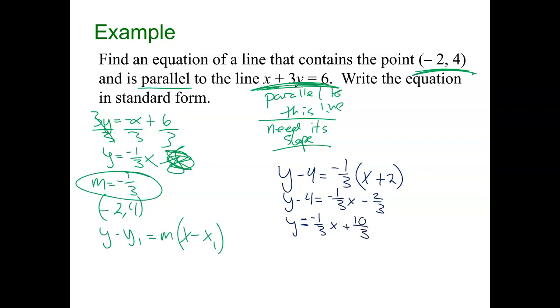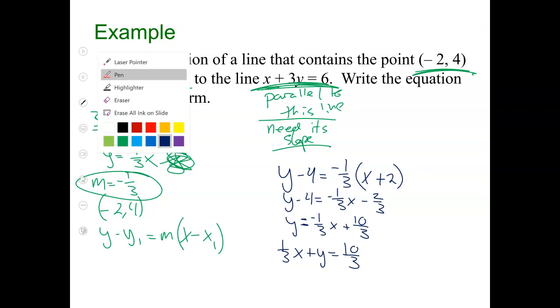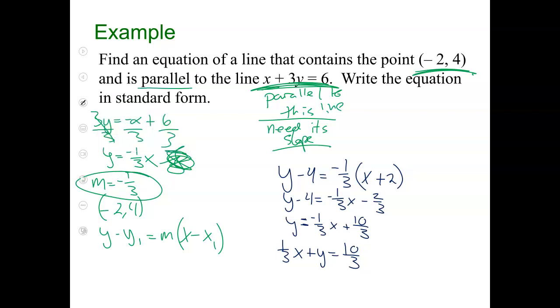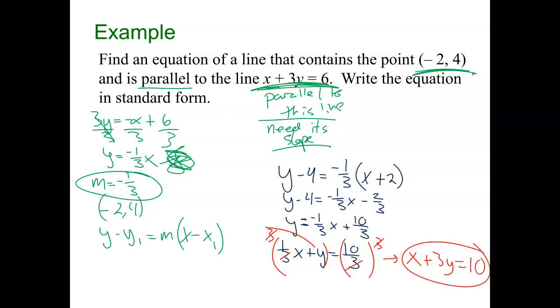Move the x over now, because I want y and x together. So that ends up with positive 1/3 x plus y. And then how do I get rid of that denominator? Multiply by 3. 3 times 1/3 cancels, leaving me with x. 3 times y gives me 3y. 3 times 10/3 leaves me with 10. There's my parallel line in standard form.